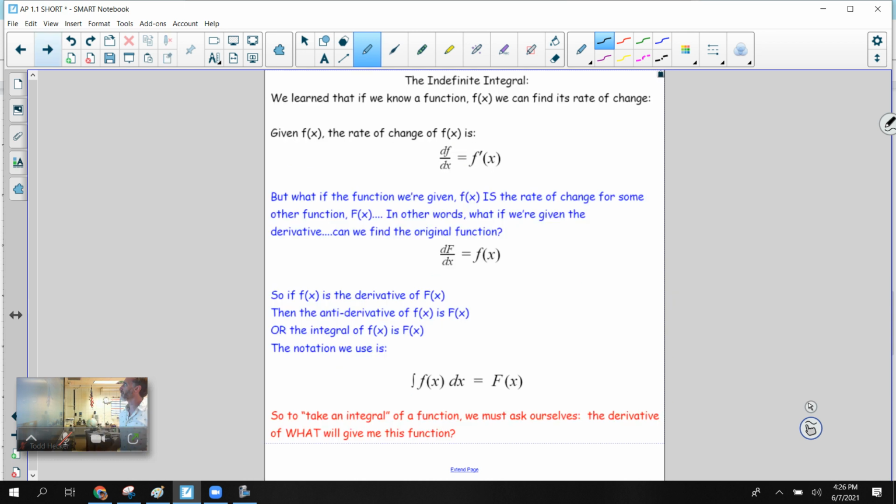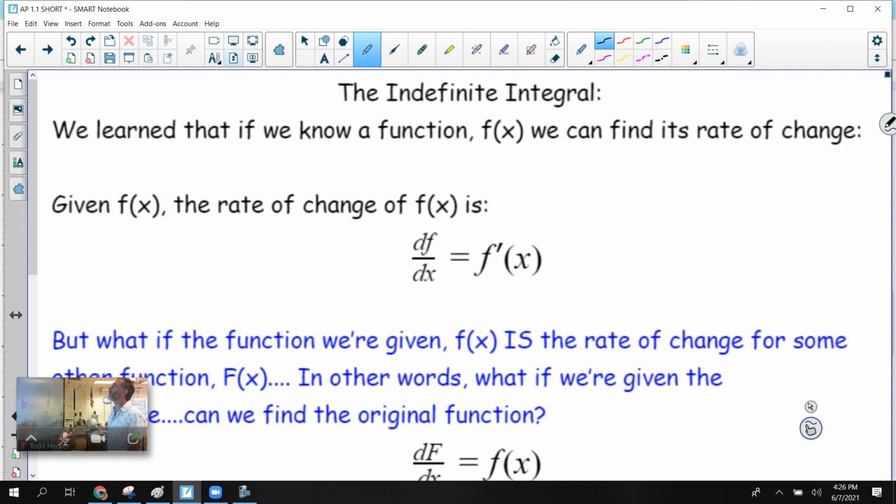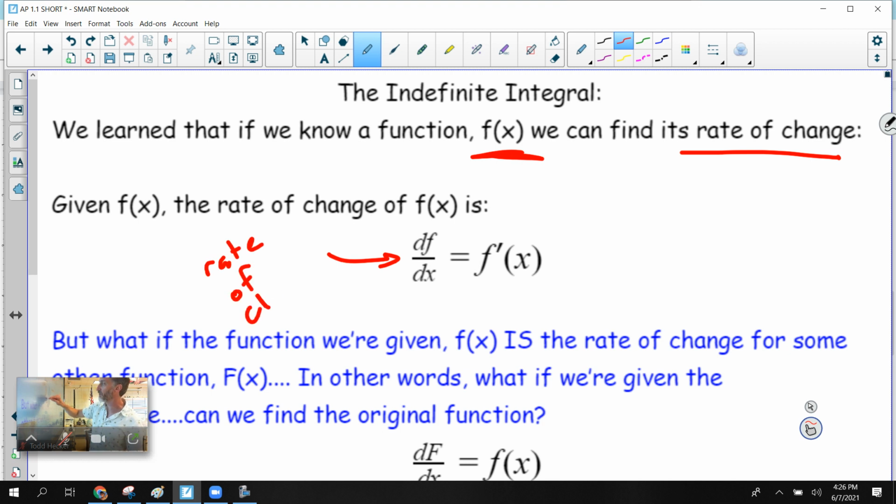So let's start with a quick review of where we were. In the last video, we learned that if we know our function f of x, then we can find the rate of change, i.e. the derivative, by using the rules that we learned, right? And so the derivative of f with respect to x is our rate of change. It's our slope. It's how quickly f of x goes up or down per unit on my x-axis, all right? But again, what if the function that we're given is that rate of change? Then what that means is there's some other function that it's the derivative of.